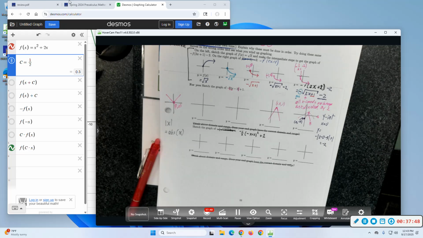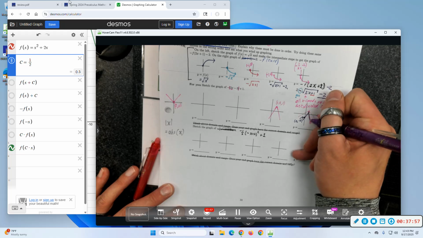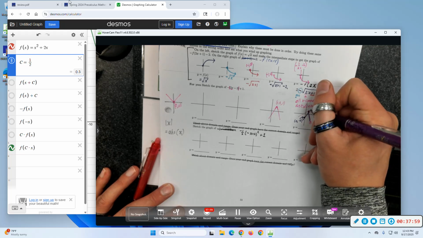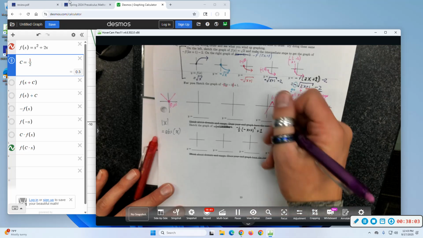Nice. Wouldn't the vertex change since it's for... Oh, yeah, I should be drawing on this.